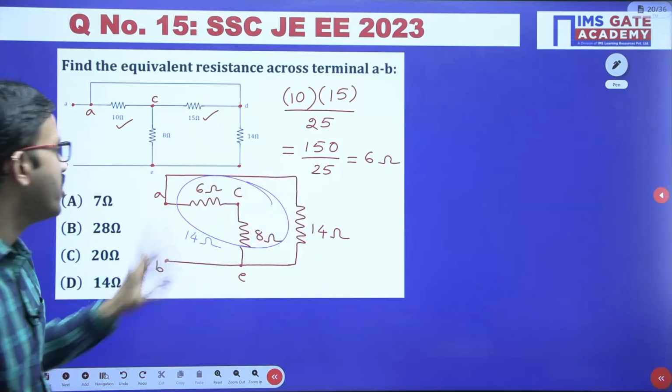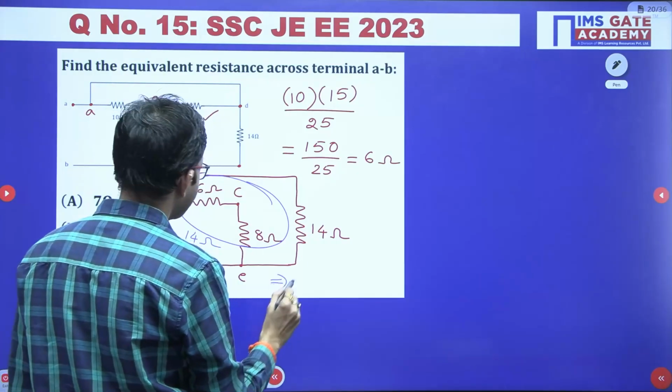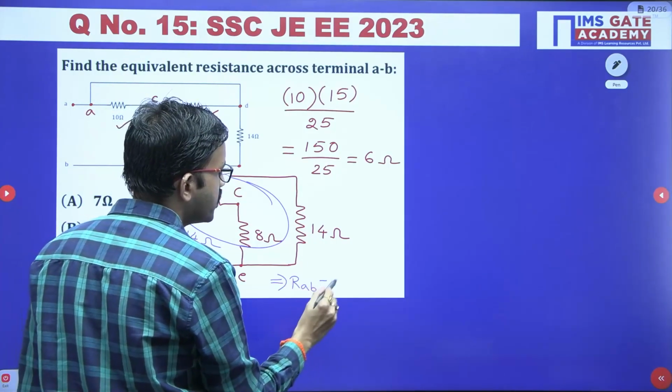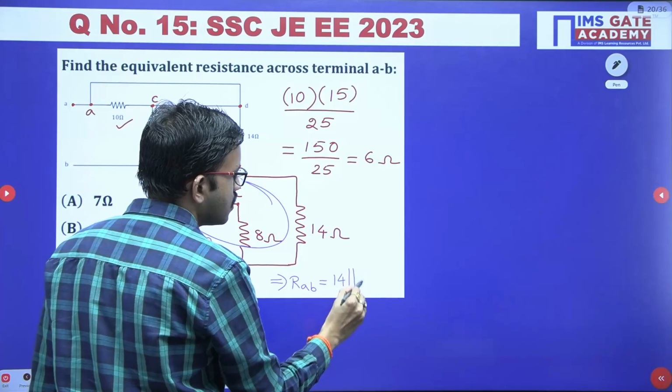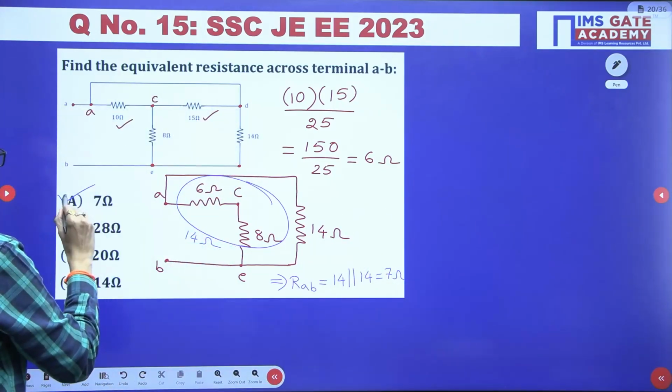Both are having the same value, and both are connected in parallel. So that means RAB equal to 14 parallel to 14. So that means 14 by 2, that is 7 ohm. That's all. Option A is correct.